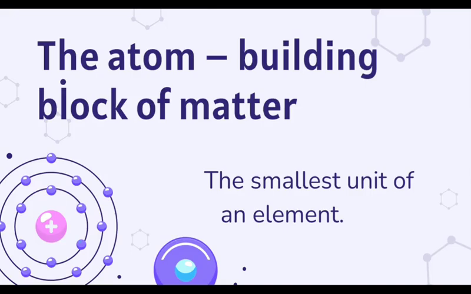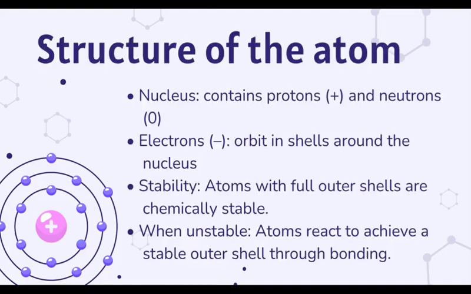The atom, the building block of matter. This is the smallest unit of an element. Atoms combine with each other and make compounds. What is the structure of the atom? The nucleus, the central part, contains protons and neutrons, and the electrons are in orbiting shells around the nucleus. So how do atoms maintain stability? Atoms with full outer shells are chemically stable. When unstable, atoms react to achieve a stable outer shell through bonding.